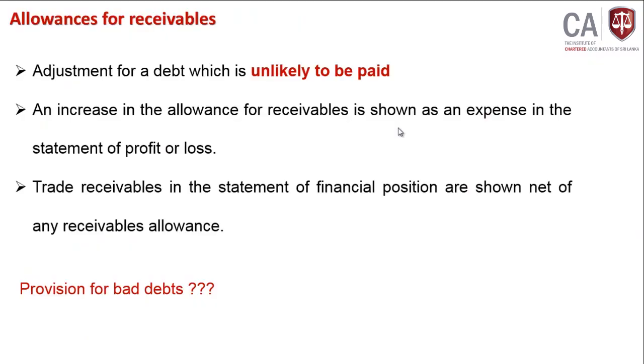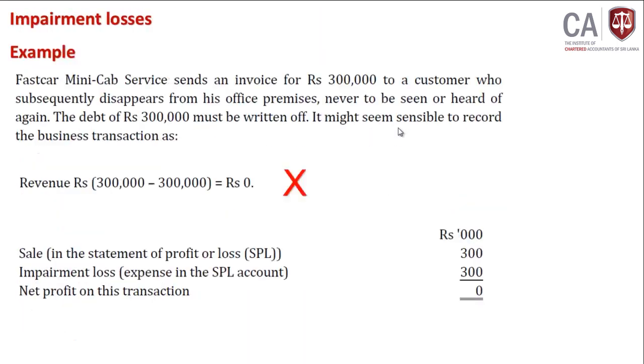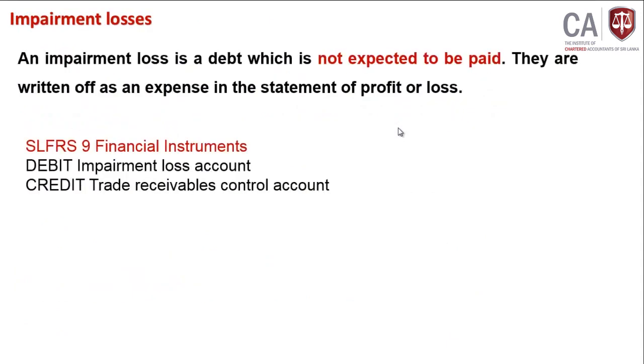Allowance for receivable. Don't misunderstand, right? If you look at this slide, you have a different word. So far what we have discussed is impairment loss. Impairment loss means, go back to the definition, debt which is not expected to be repaid. I have highlighted the important part of the definition: not expected to be paid.